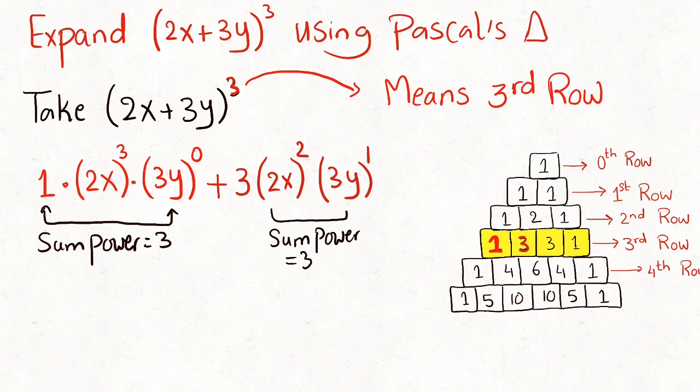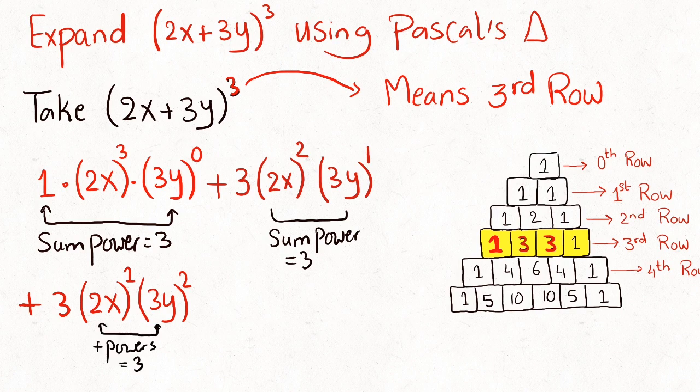Now the third coefficient, plus 3 times 2x to the power 1, go another one below, 3y to the power 2, and the last term will be 1 times 2x to the power 0, 3y to the power 3, and then you use your calculator to find the final answer as illustrated in front of you.